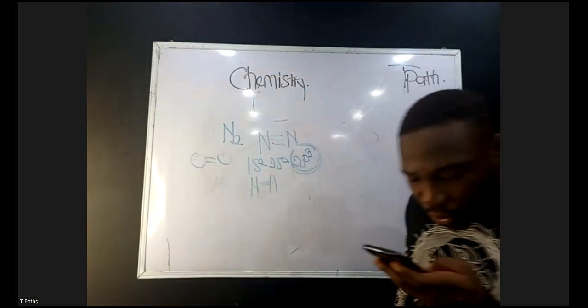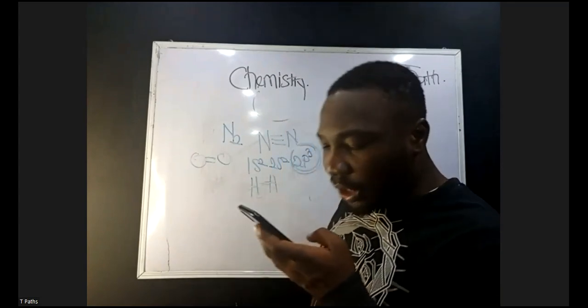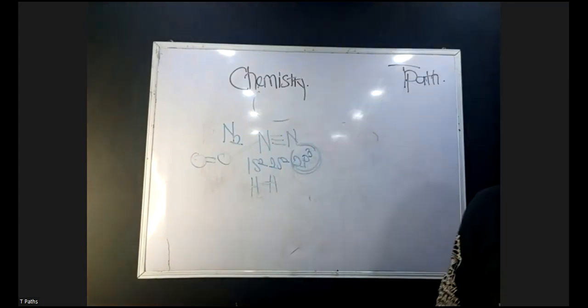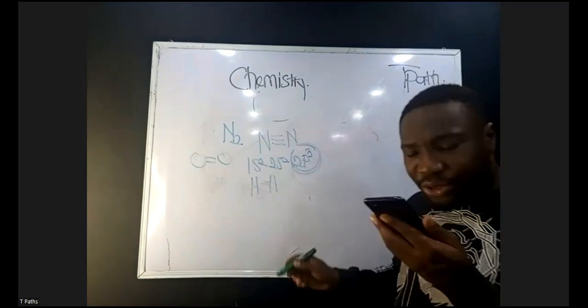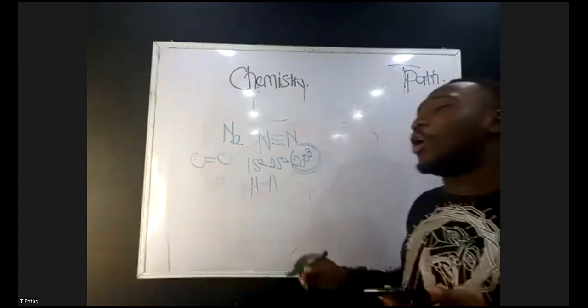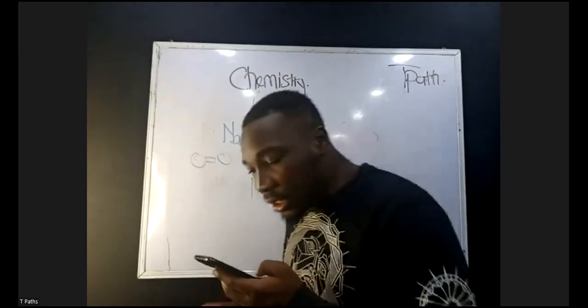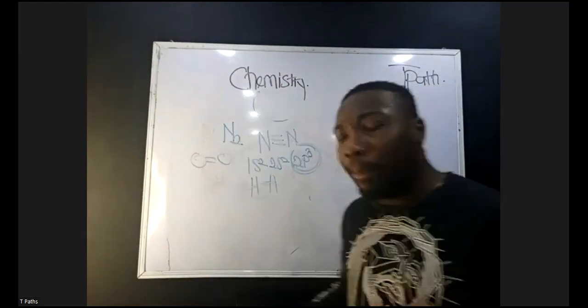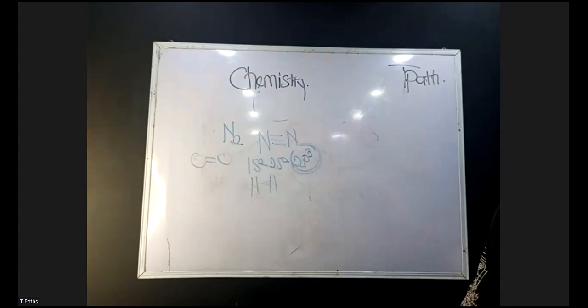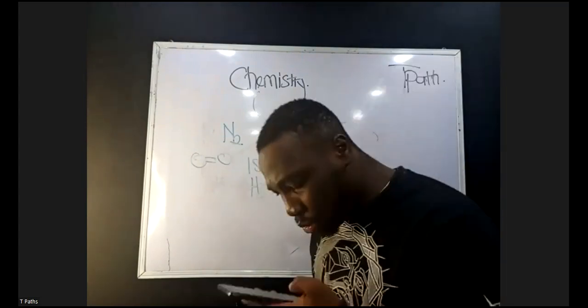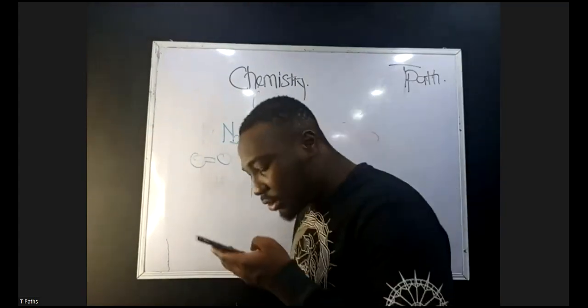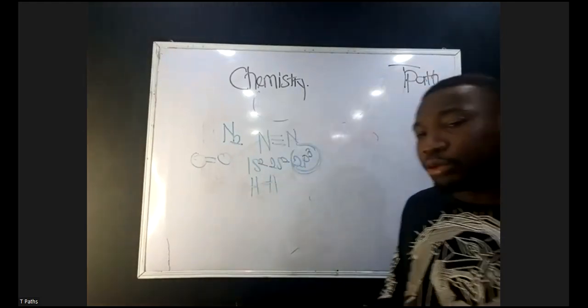The next one you need to go to is what? Dative bonding. What I mean by dative bonding? Dative bonding is more like coordinate bonding. Coordinate bonding is formed when the shared electron pair is provided by one of the combining atoms. The atom which provides the electron pair is termed the donor atom, whereas the atom which accepts it is termed the acceptor atom. Let me quickly go to the example that we have there.